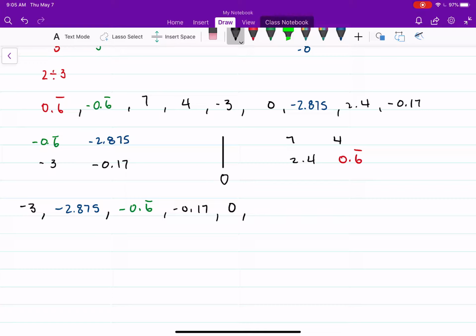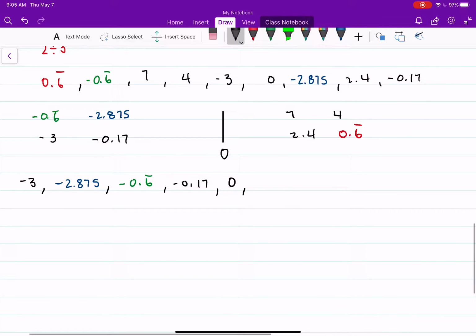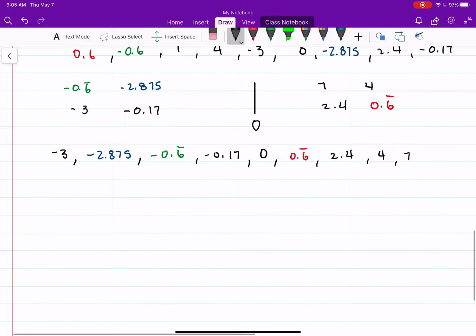Whoever has less money will be closer and closer to not having money. So in this case, the one that's closest to 0 is going to be the 0.6 repeating, and then my 2.4, and then the 4, and then the 7. Okay, so notice how I broke this down. I did it in bits and pieces here.